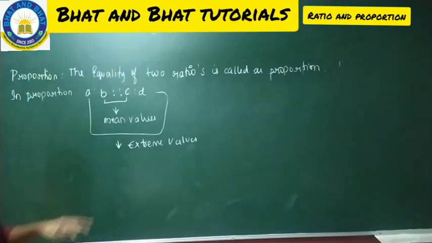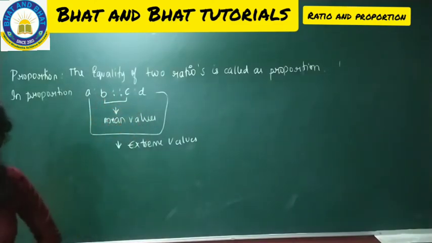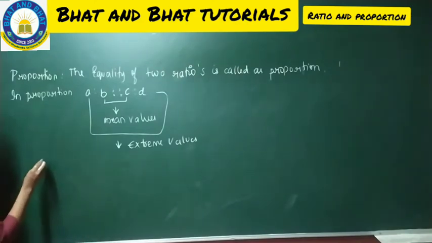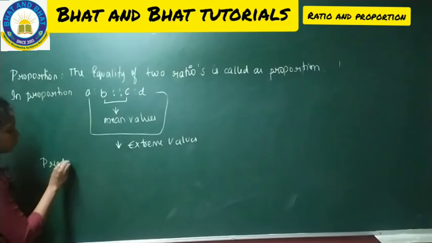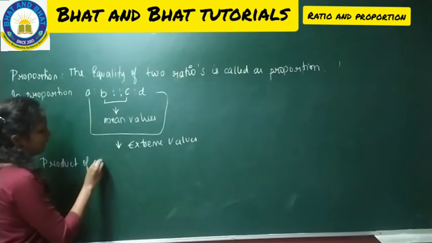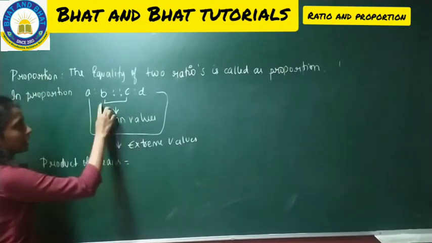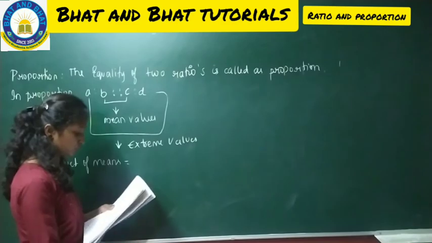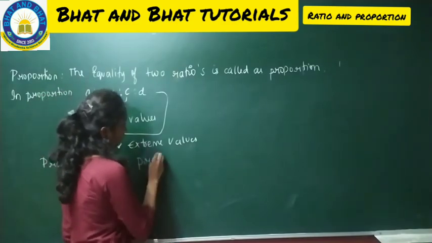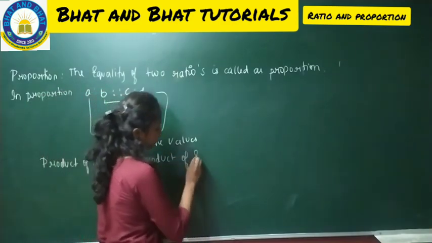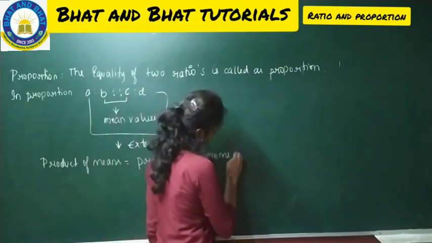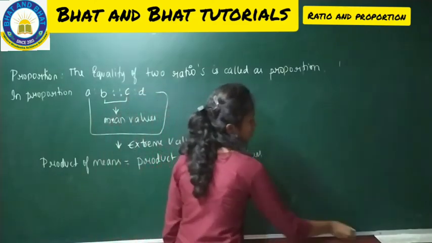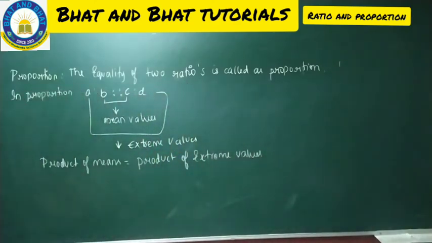And the next one, product of means will always be equal to product of extreme values. That means when you multiply the mean values, these two, that will be equal to the product of extreme values. So now everybody start writing. Fine, hope you all copied this.